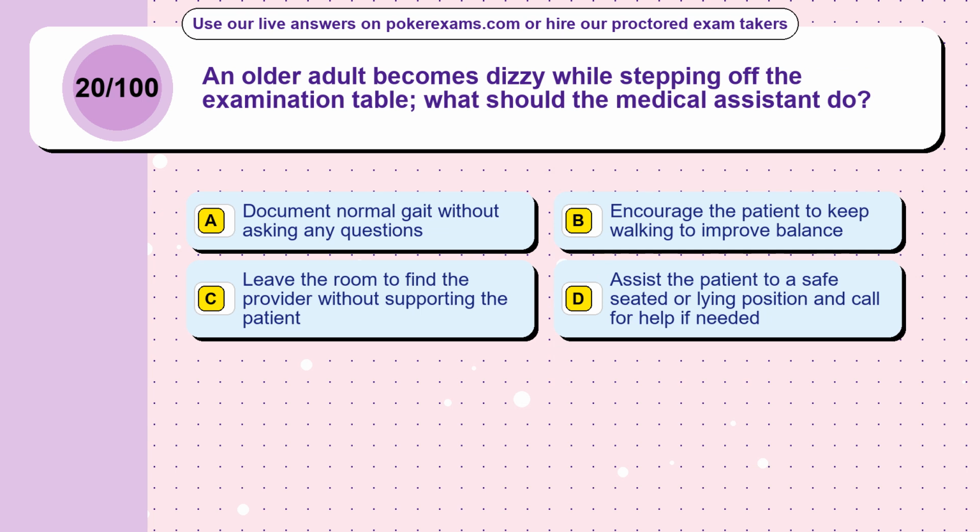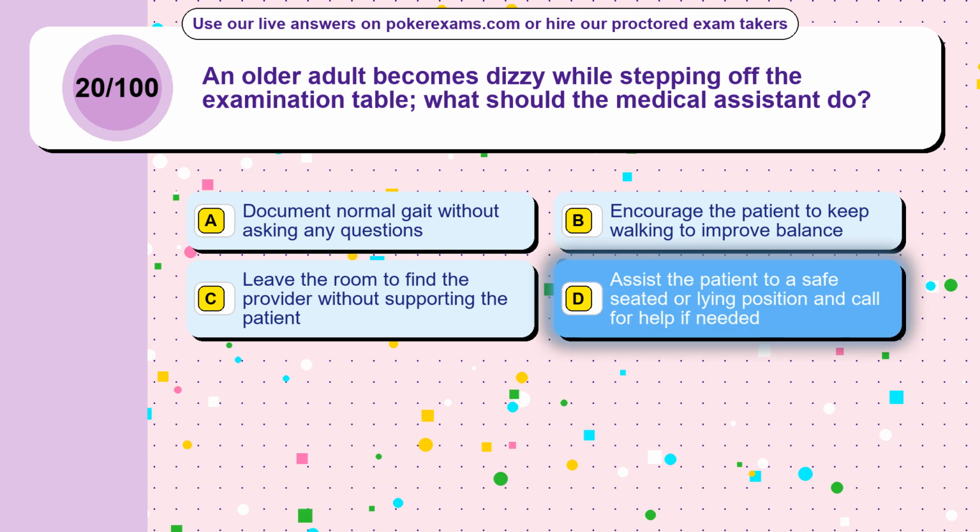Question 20. An older adult becomes dizzy while stepping off the examination table. What should the medical assistant do? Option A. Document normal gait without asking any questions. Option B. Encourage the patient to keep walking to improve balance. Option C. Leave the room to find the provider without supporting the patient. Option D. Assist the patient to a safe seated or lying position and call for help if needed. The correct answer is option D.